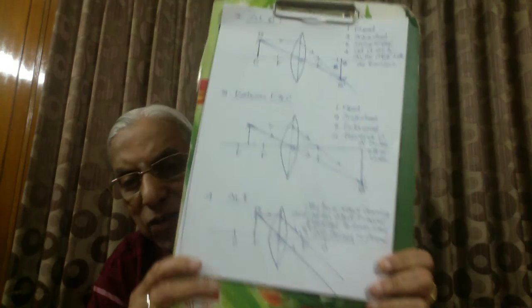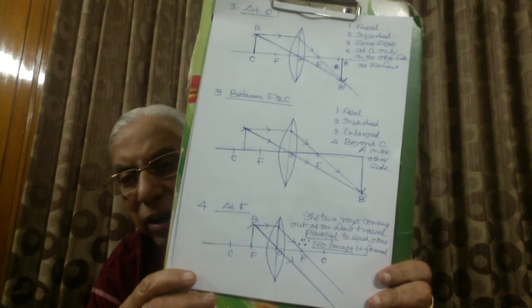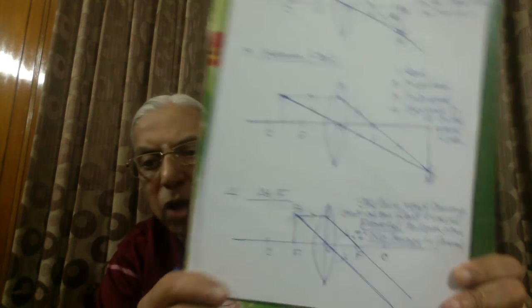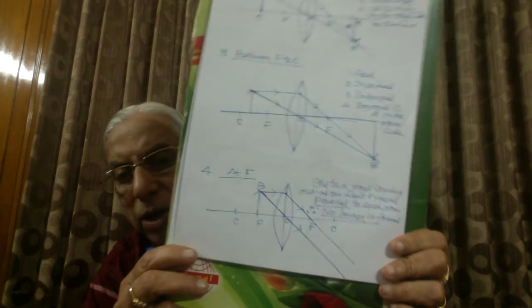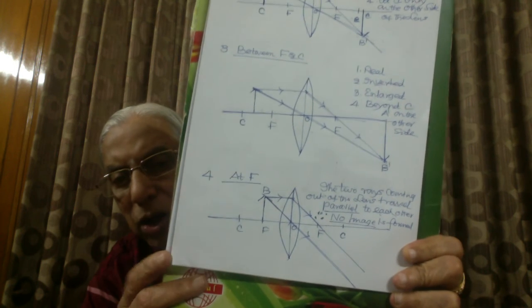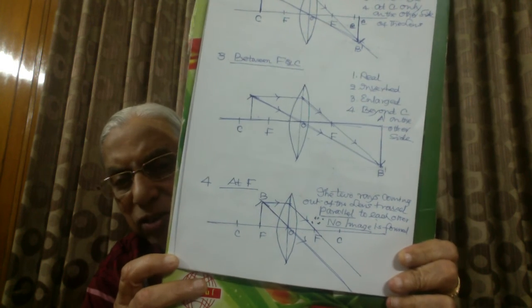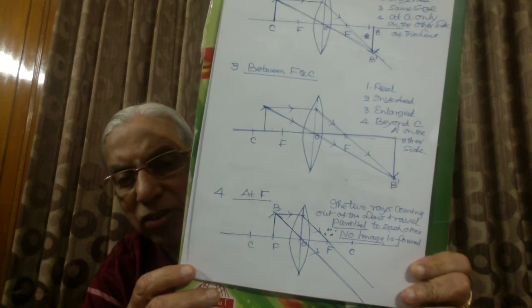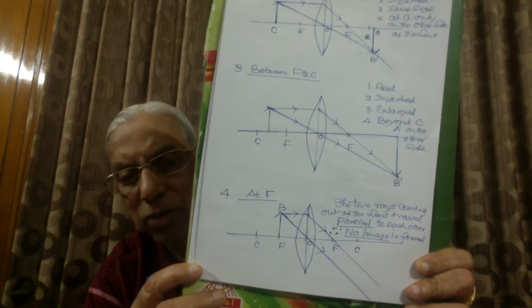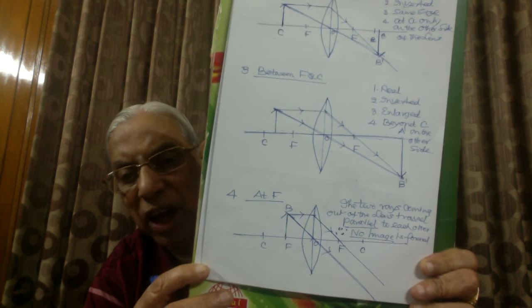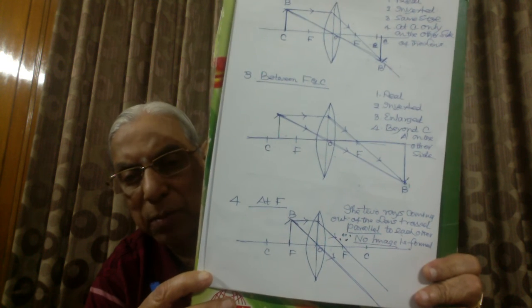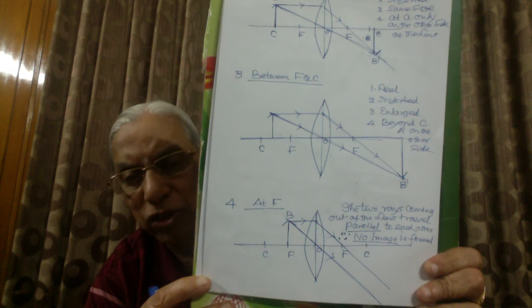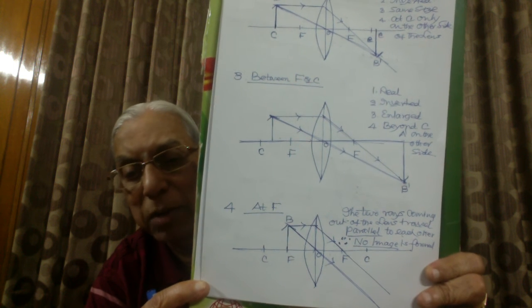The next one is at F. If you place an object at F, FB becomes the object. Once again, I am considering two rays. One ray travels parallel to the principal axis and is bound to pass through F, as you see. Another ray of light starting from the same point B, passing through O, gets out of the lens undeviated. You can see from the figure that they travel parallel to each other, and therefore you can't expect any image to be formed there.